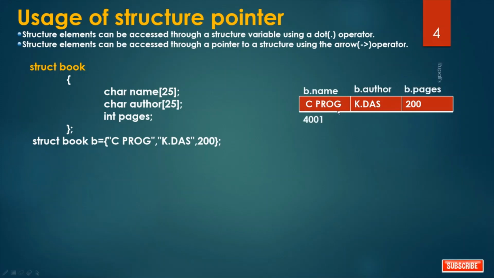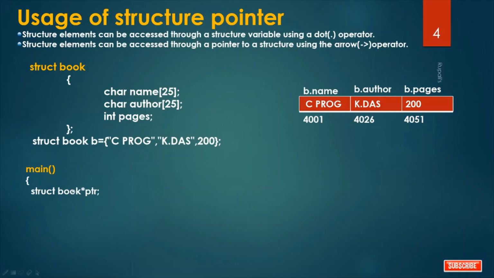Now in memory, if the base address of the structure variable is 4001, it takes 25 bytes. So the next starts from 4026, and the one after starts from 4051, after another 25 bytes. So this is the memory representation of this structure. Now from main, I declare one pointer variable of type book. I repeat, I declare one pointer variable of type book. So ptr can hold an address of book.